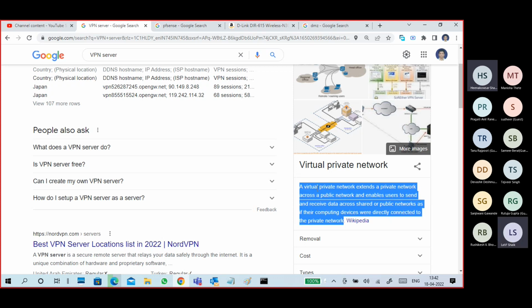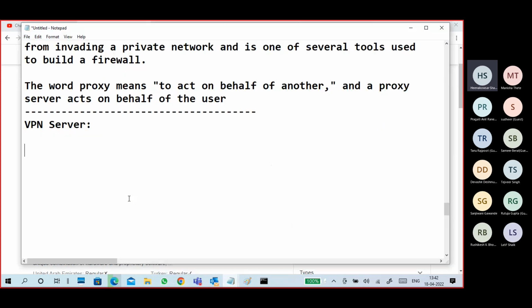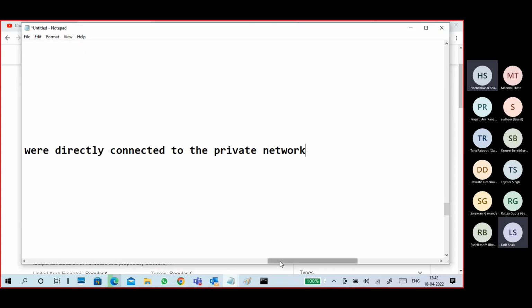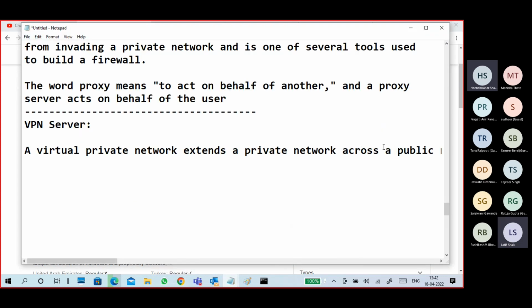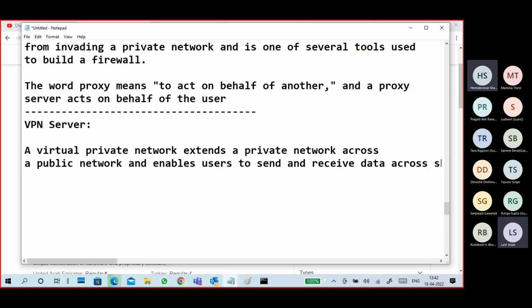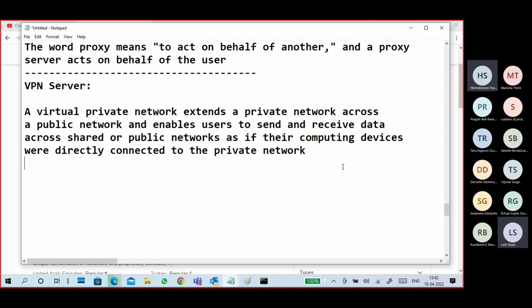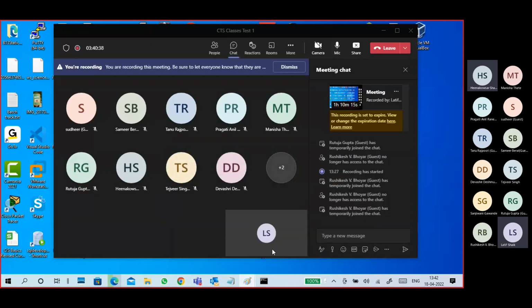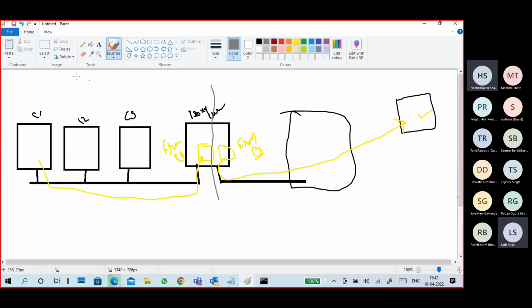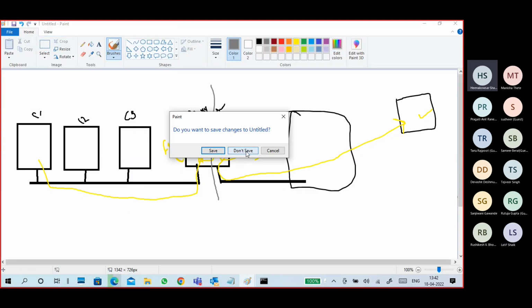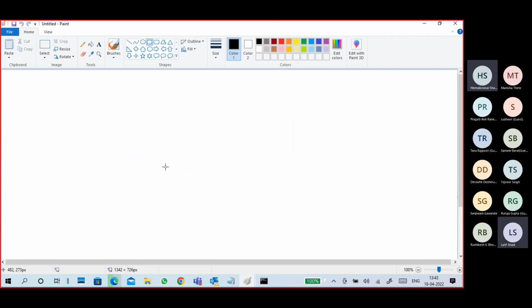Okay. VPN is a virtual private network. What is a VPN? Virtual private network. So when we use this VPN, that is an important factor here. We'll see the use of that VPN. This is, I said, proxy, right? So, yeah. What is this VPN?